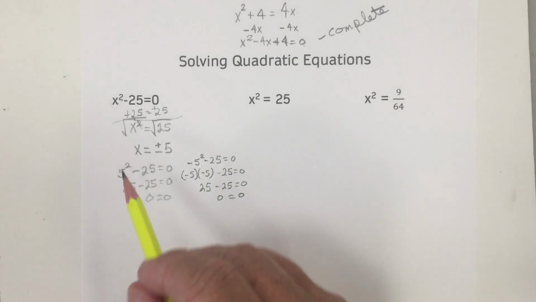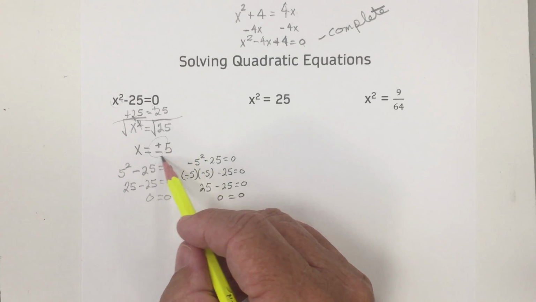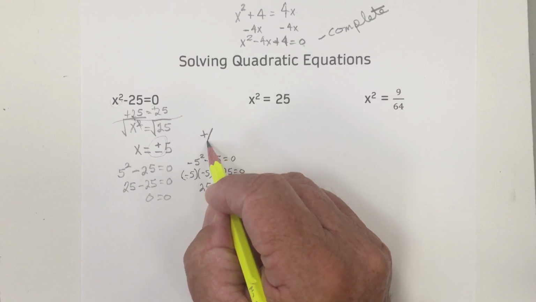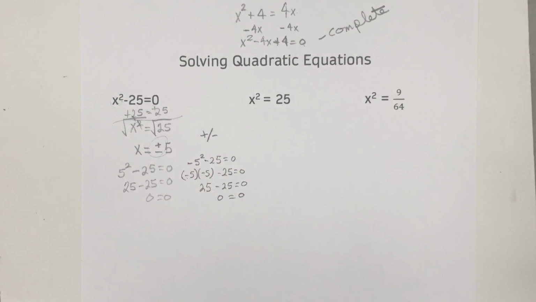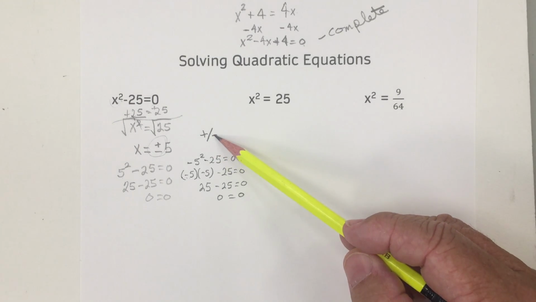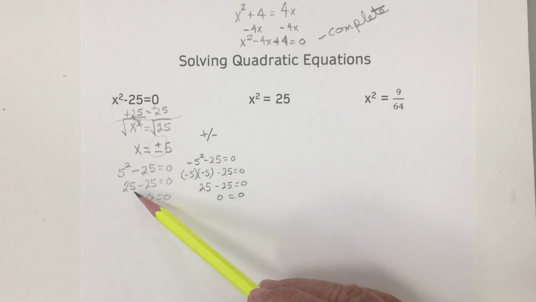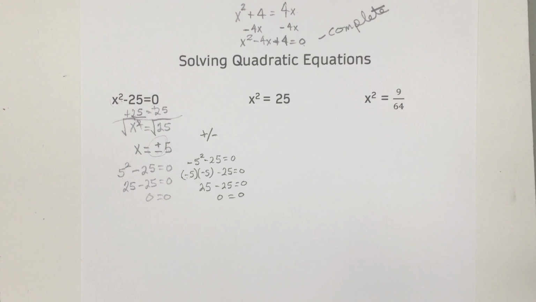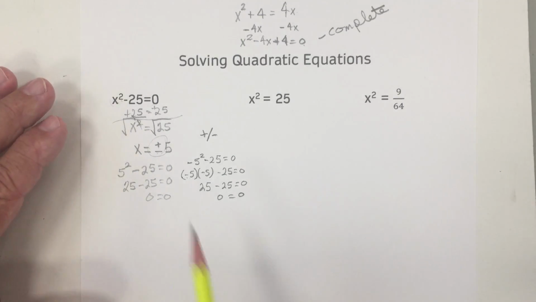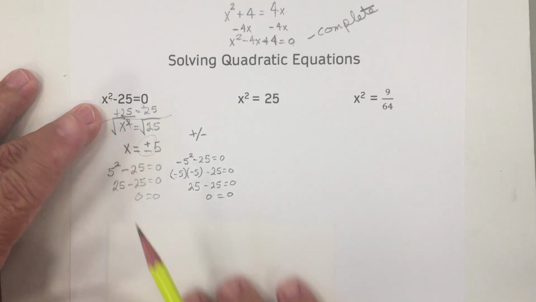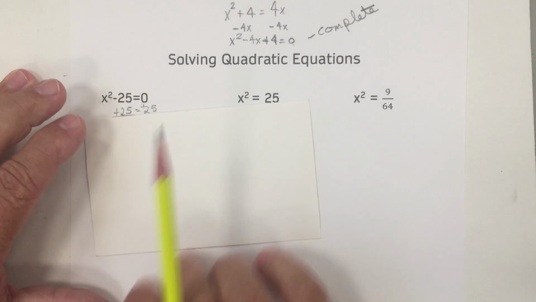So when you're giving me the answers online, I would like for you to say plus slash minus. That tells me it could be plus or minus whatever the number is. So plus or minus 5. And we're going to skip this one because we just kind of did that right there. We're going to go to this last one, which looks kind of crazy.